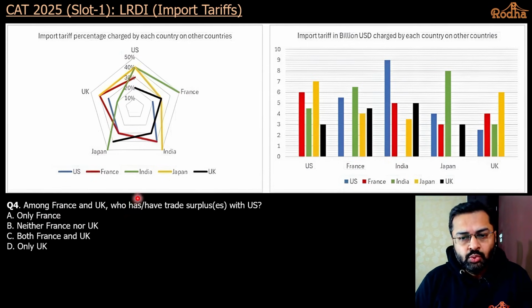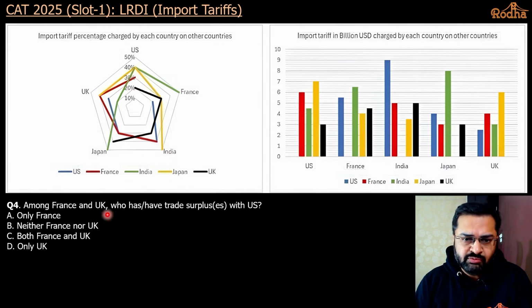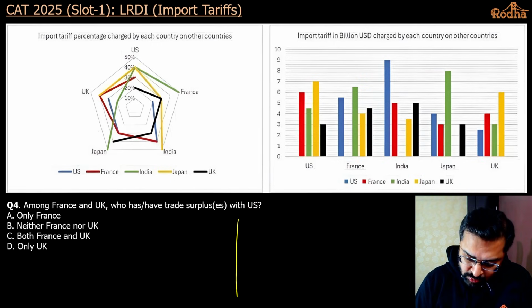Among France and UK, who have trade surpluses with US? Now both have to be compared with US. So this question is very similar to this one. Here we had to calculate the exact value, and in this case we do not need to compare the exact value. We just have to find if it's a surplus or a deficit. So I'll just divide this into two parts. Let's first compare France with US. So I'm doing it like that: France, and then you can say that this is imports and this is France exports.